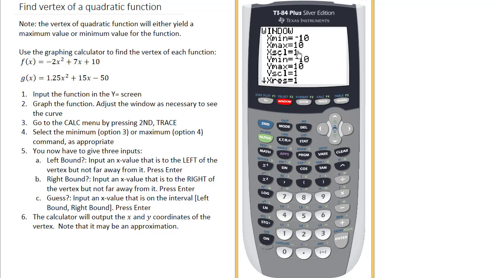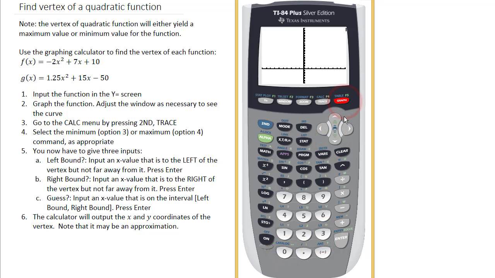Negative 10, 10, 1, negative 10, 10, 1. I graph this. I see a parabola opening down. I don't see the vertex. I don't see that highest point on the curve. So let's adjust the window settings. It looks like I don't need to adjust the x's. I need to adjust the y maximum. I need to see a little bit higher on the screen. Let's change the y maximum to, how about 30?